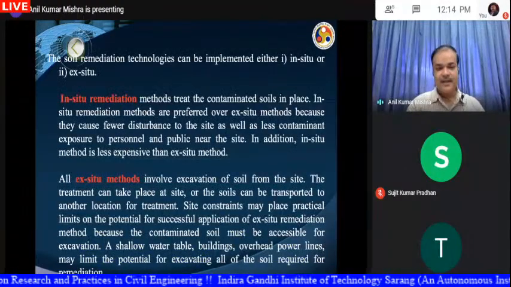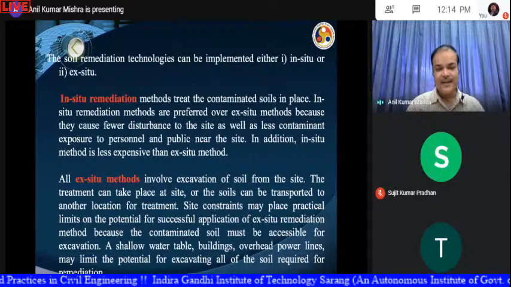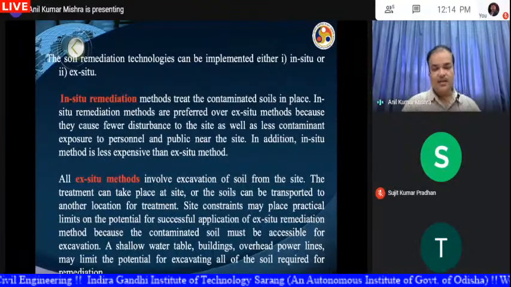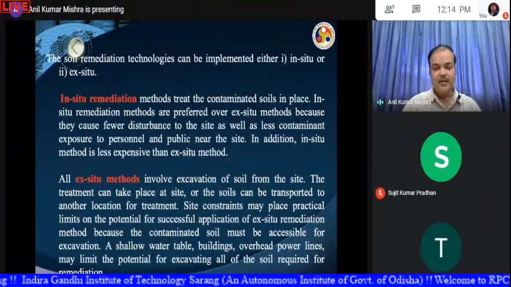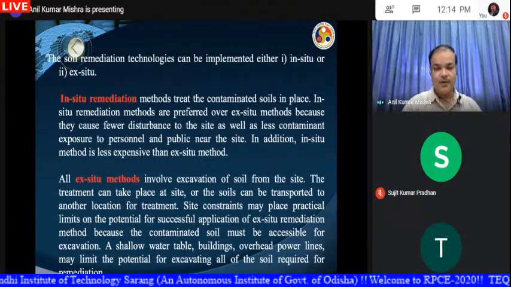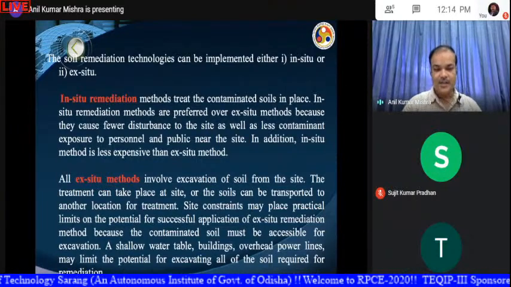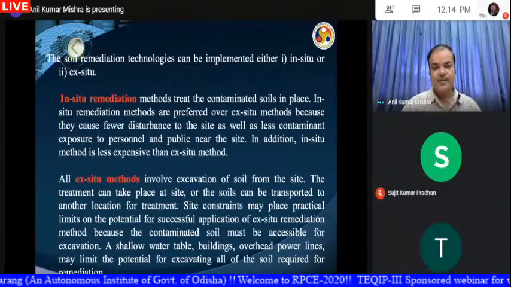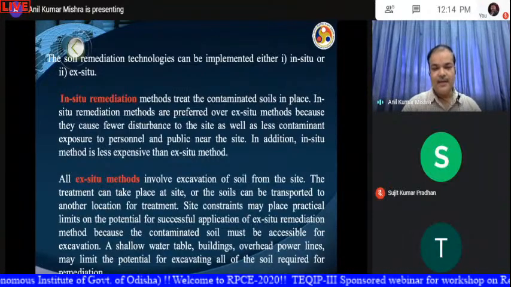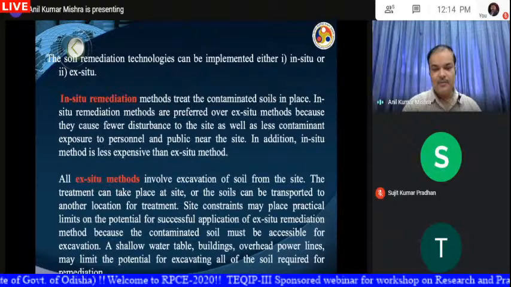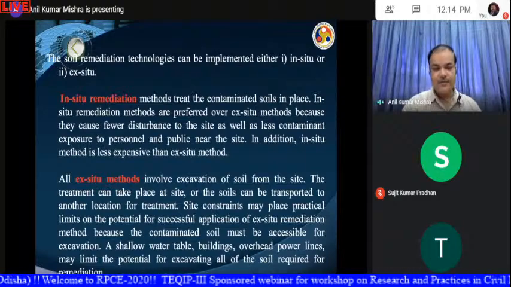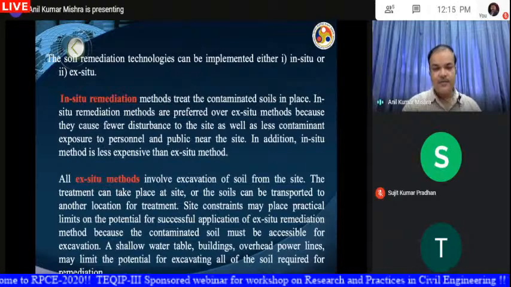These remediation techniques can be in situ or ex situ. In situ means the soil or contaminated water will be treated at the site itself. In ex situ techniques, the soil or the water will be excavated or taken out using wells, and then it will be treated somewhere else.